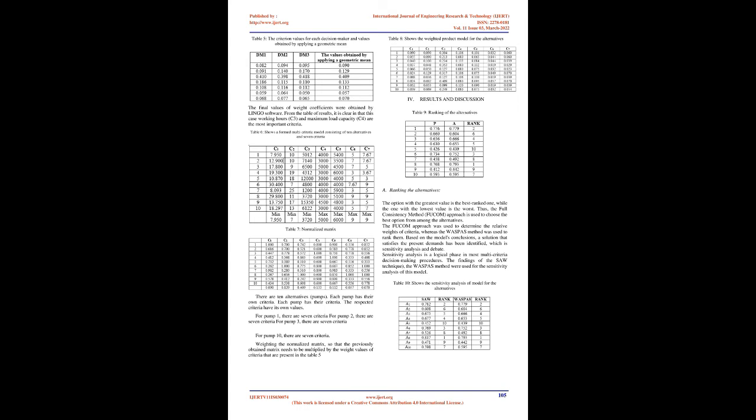Weighting the normalized matrix: the previously obtained matrix needs to be multiplied by the weight values of the criteria that are present in Table 5. For results and discussion, A.